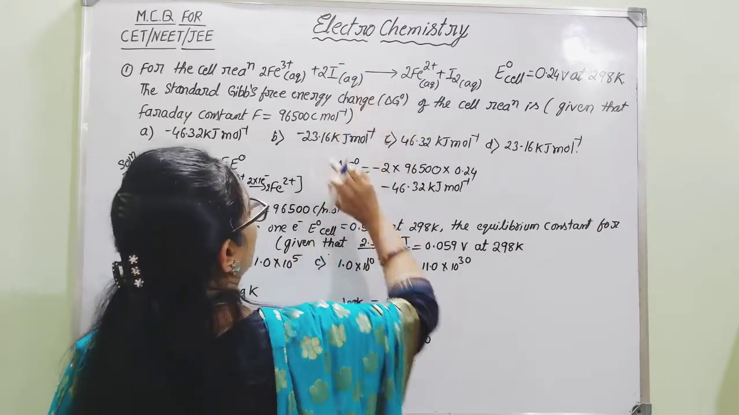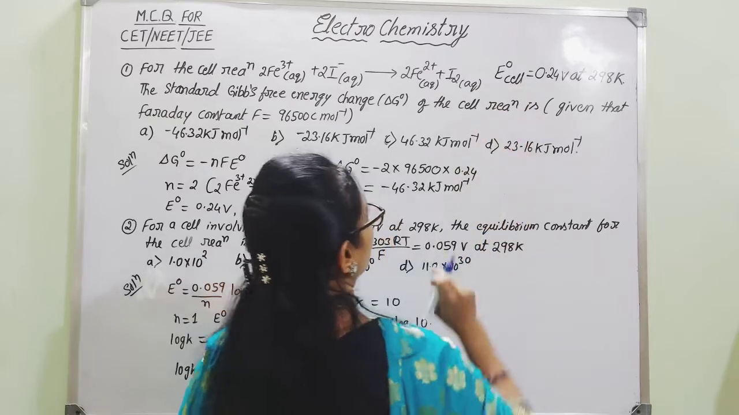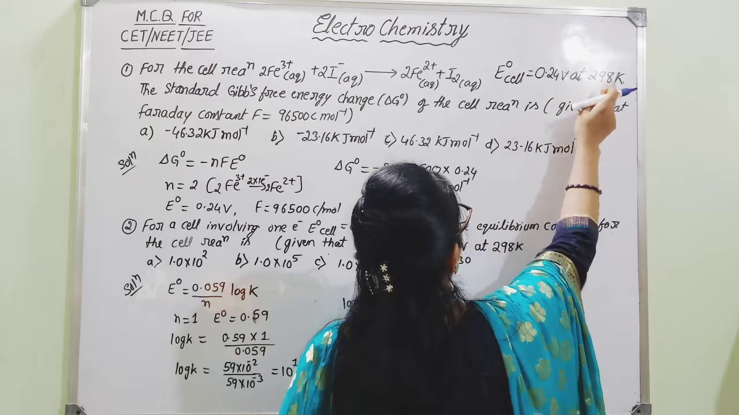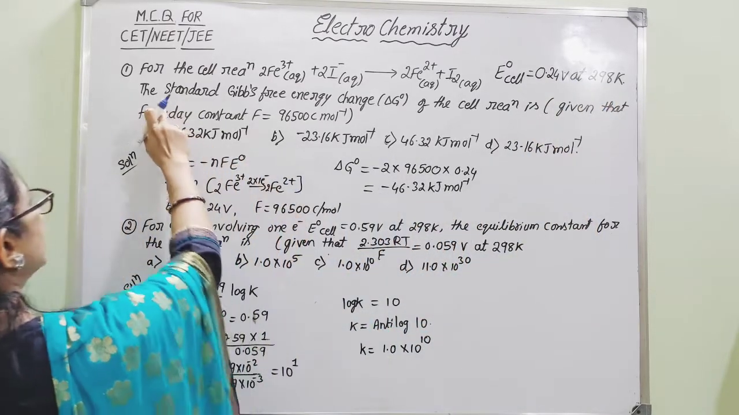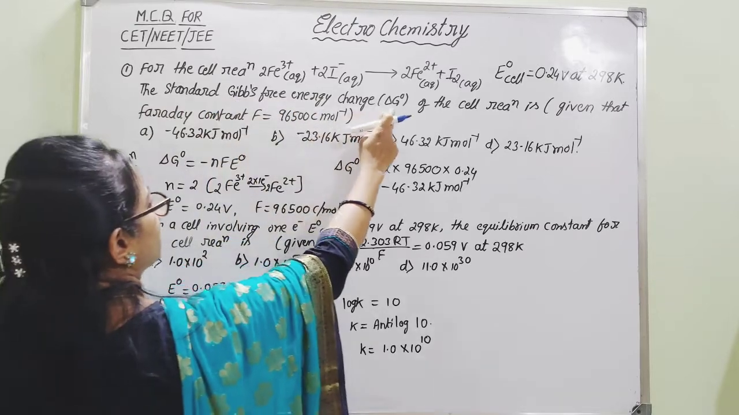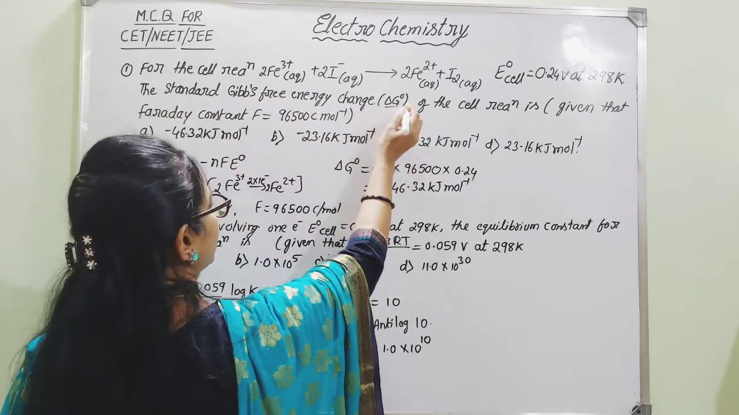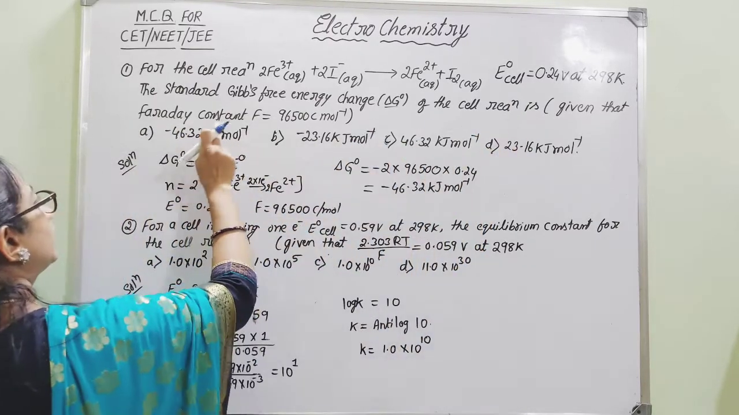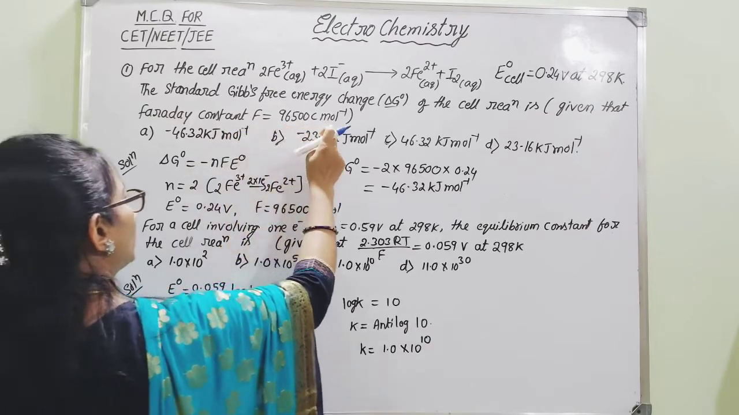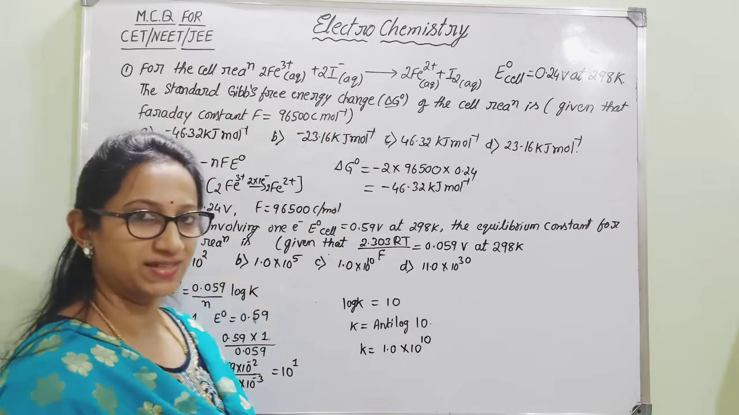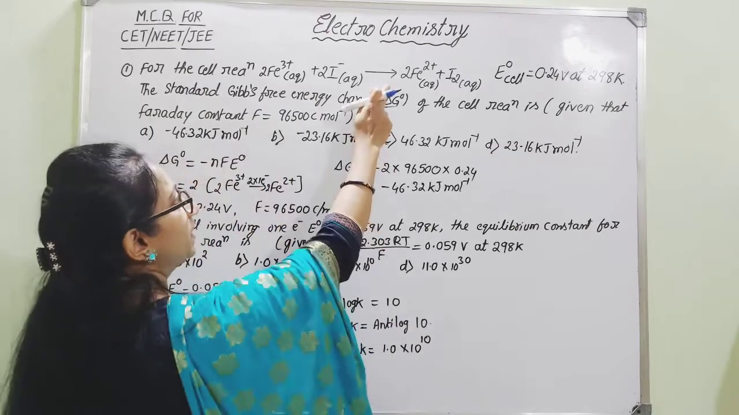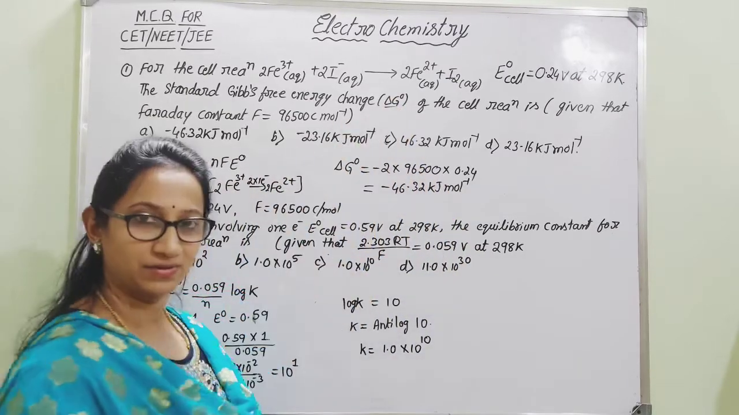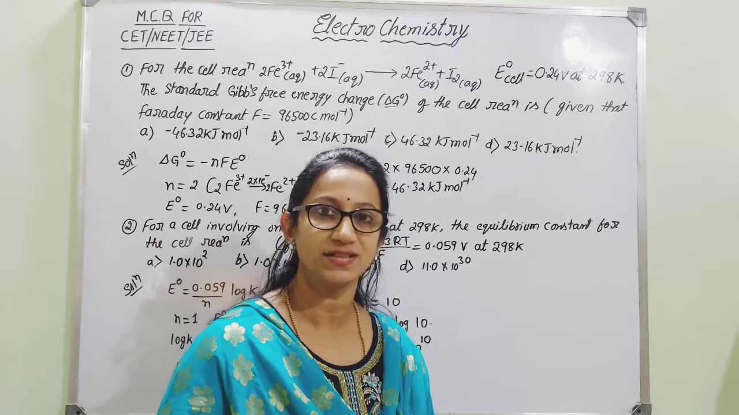Here, with respect to this reaction, they have mentioned the E0 cell value. That E0 cell value is given as 0.24 volts at 298 Kelvin. The standard Gibbs free energy change, that is delta G0 of the cell reaction, is asked. Here they have given the Faraday constant F value as 96,500 coulombs per mole. What he is actually asking in this problem: he has mentioned the reaction and the E0 cell value, but he is asking the delta G0 value, that is standard Gibbs free energy change.